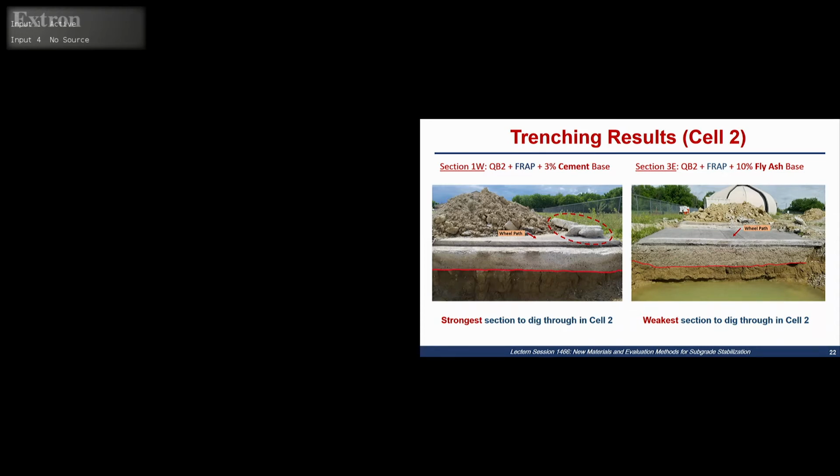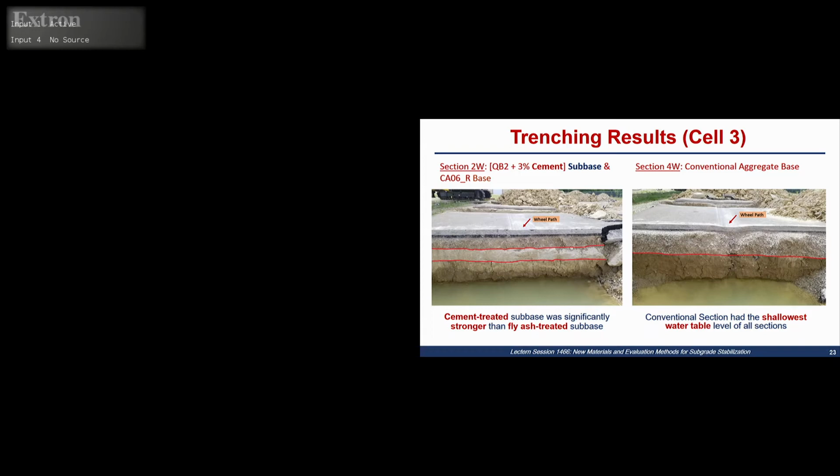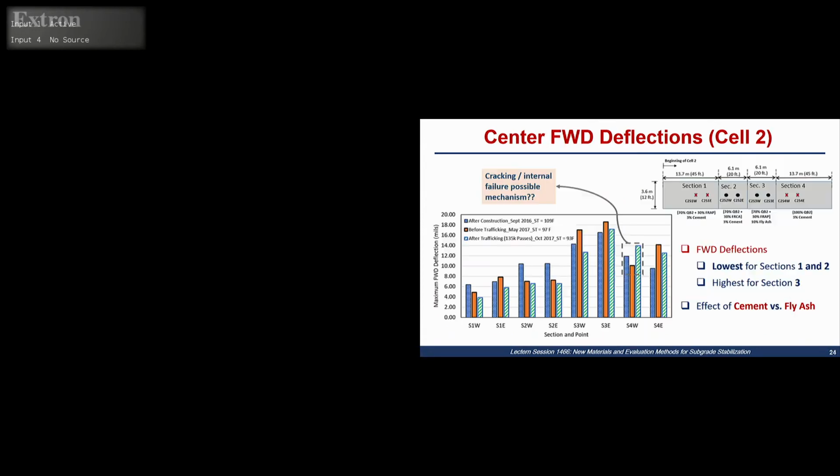This is the one that had the fly ash in cell 2. This is one of the inverted pavement test sections with the fly ash treated subbase in cell 3, and then the last one here, where you see the highest surface rutting, is the conventional test section in cell 3, which we'll talk about. This also had a shallow water table.